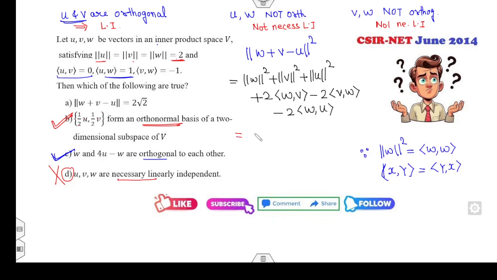Now you can substitute. Norm of W is 2. That's 4 plus 4 plus 4. The inner product of V and U will be 0 and W and U will be 1. So the answer is 8, but we need the norm, so I take the square root, which will be root of 8. Yes, it's satisfied. Answers A, B and C are the correct answers.